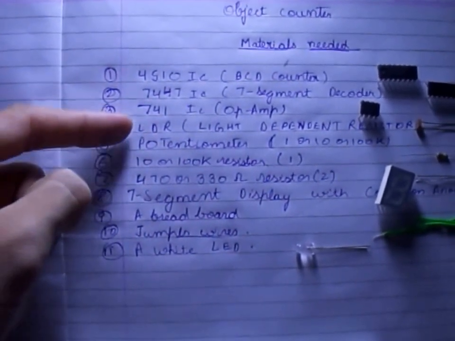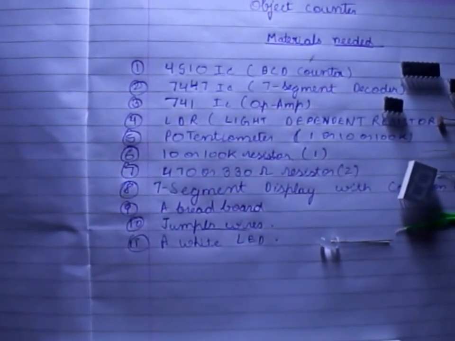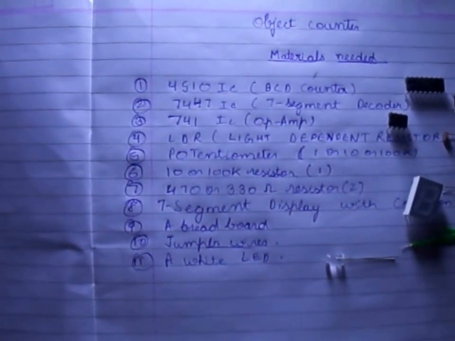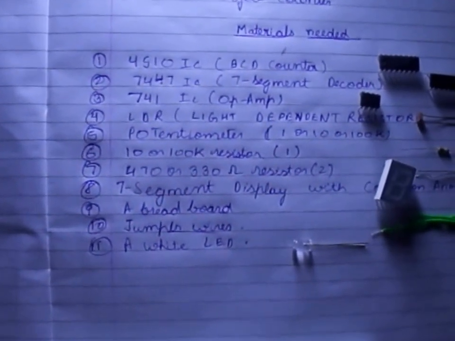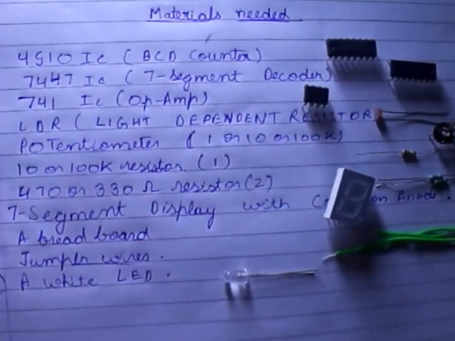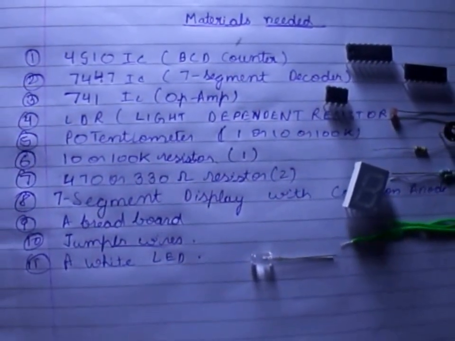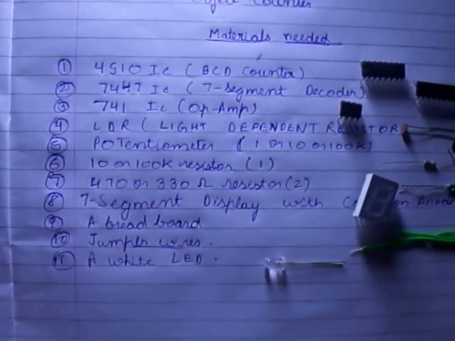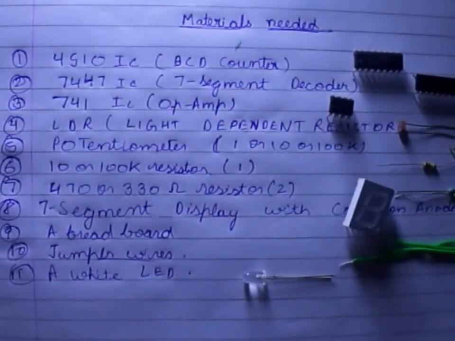Then this is the 741 IC, that is a very familiar IC, and it is as famous as the 555 timer IC. And this is the op-amp that I'll be using for the comparison purposes, that is as a comparator. The mode will be as a comparator. Then there is a sensor, that is this LDR, that is the light dependent resistor. In the darkness its resistance is very high, nearly some mega ohms, and in light, if we throw light on it, then its resistance decreases.